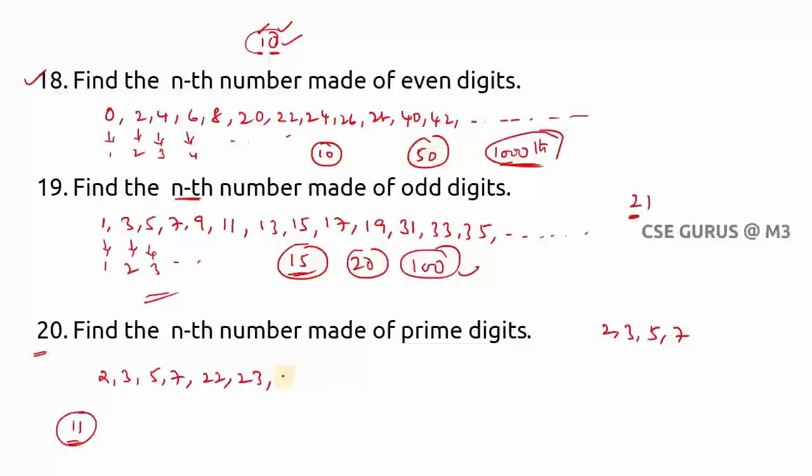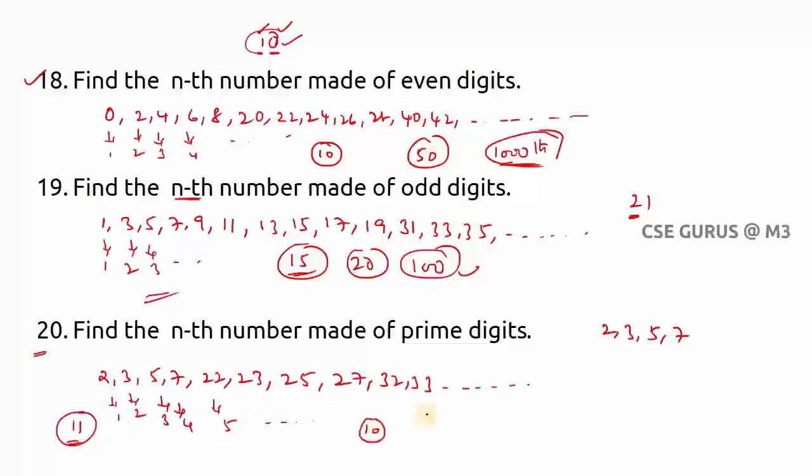Next is 23. Of course, next is 25. Again, 25 is not a prime number, but 2 and 5 both are prime digits. Next, 27. Is it 29? No. 9 is not a prime digit. Next, is it 31? No. 32? Yes. 33? Yes. So like this. What is the nth number? The first number is 2, second is 3, third is 5, fourth is 7, fifth is 22, like this.